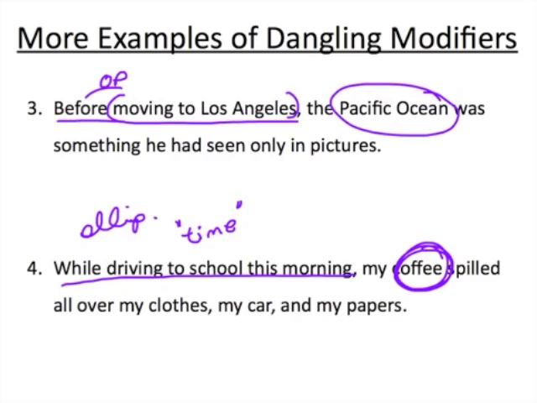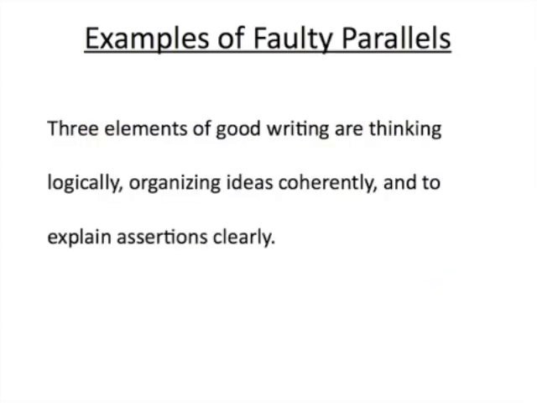Okay, let's look at some examples of faulty parallel. When we're talking about faulty parallel structure, we're talking about coordinating ideas in a sentence that really do need to be expressed as the same grammatical animal. So look at this sentence. "Three elements of good writing are thinking logically, organizing ideas coherently, and to explain assertions clearly." Well, you can probably feel without thinking too much about it that thinking, organizing, and to explain don't line up. And you probably wouldn't even phrase it this way, but how can you explain what's wrong with the parallel here?